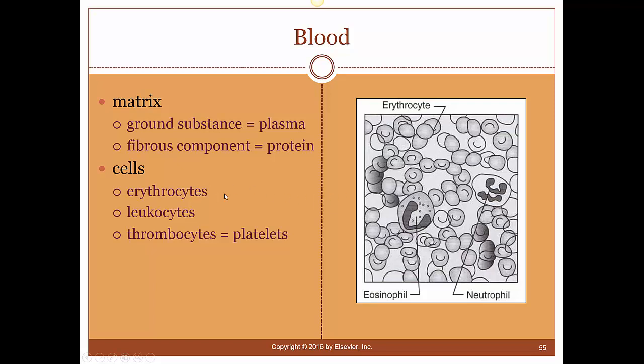So you're going to have erythrocytes, which are red blood cells. You're going to have leukocytes that are white blood cells, and then you're going to have thrombocytes, which are your platelets, all living within blood.